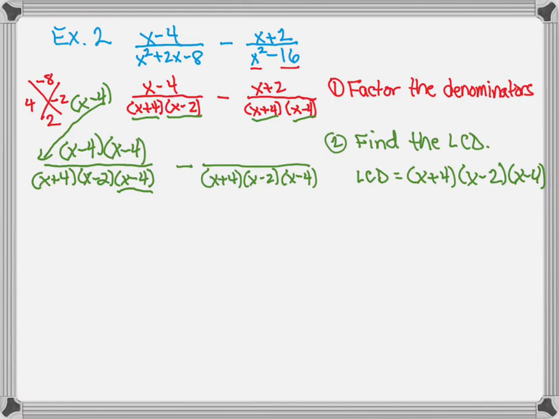And in my second fraction, my additional factor in the denominator is the x minus 2. So to get from my old denominator to my new denominator, I need to multiply by x minus 2. And that's what I'll also need to multiply my numerator by. So my numerator becomes x minus 2 times x plus 2.